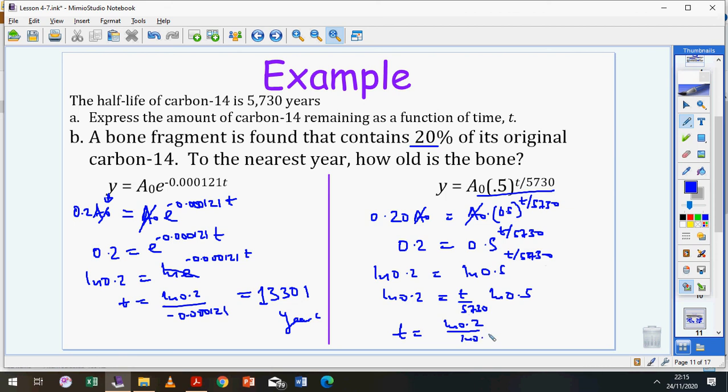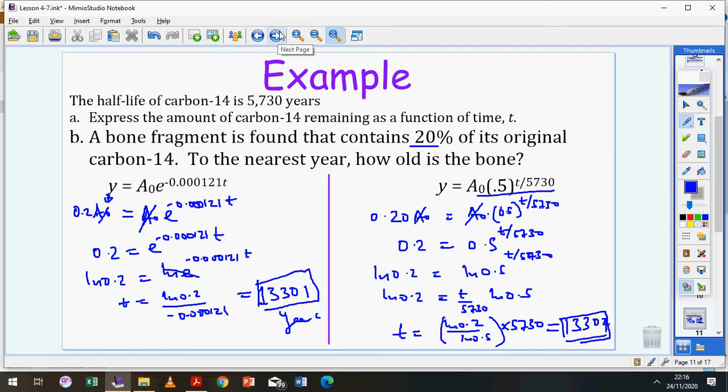5730, which if you try on your calculator, natural log 0.2 divided by natural log 0.5 times 5730 gives you the same answer of 13,301. 4. I'm getting 4 here. So help me double check whether I punched this in wrong. Maybe it was a 4 and I said a 1. I don't remember. But yeah, that's how two different ideas can give you the same answer. Depending on which one is easier for you, you can use that on your homework.